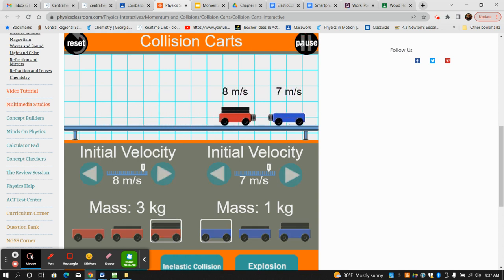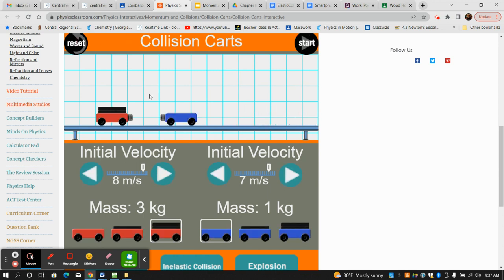Get him. Oh, so close. All right, you can change it. You don't have to have this. You can have this lower, but the blue has to be lower than the other.